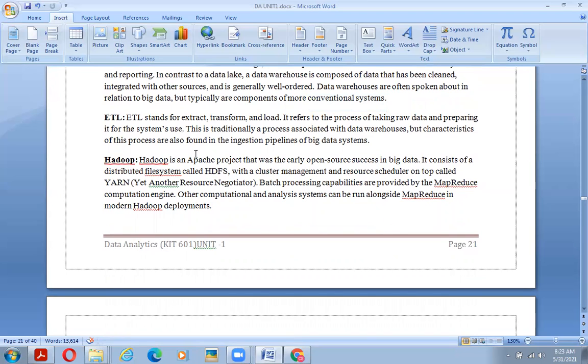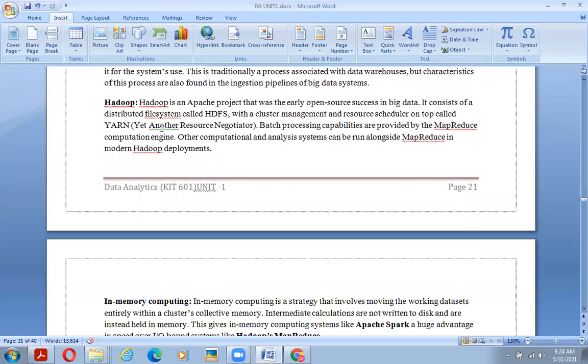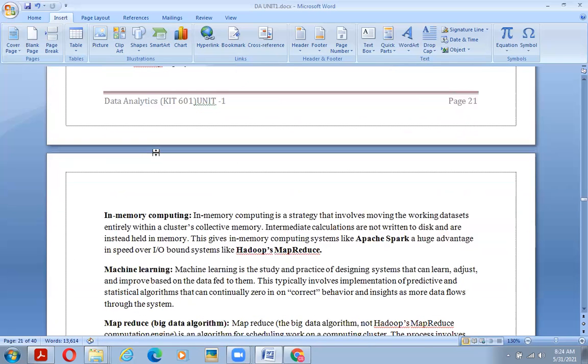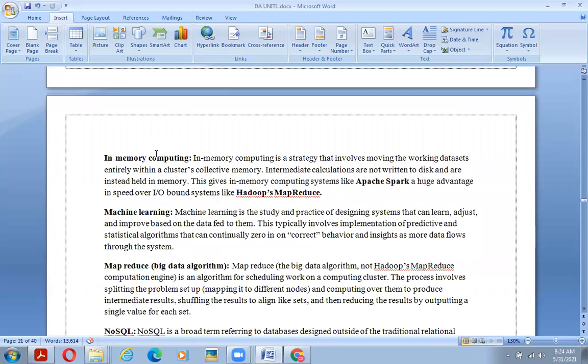Then we can understand what Hadoop really is. Hadoop is an Apache project that was the open source success in big data. It consists of a distributed file system and a cluster management and resource scheduler on top. Batch processing capabilities are provided by the MapReduce computation engine. Other computational systems will run alongside MapReduce in modern Hadoop deployments.